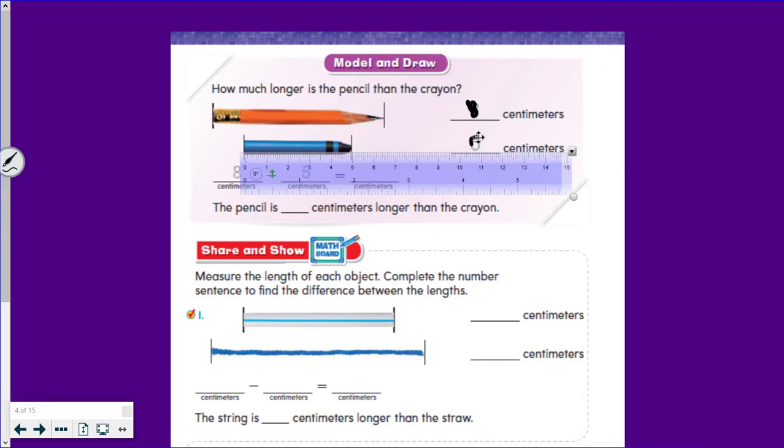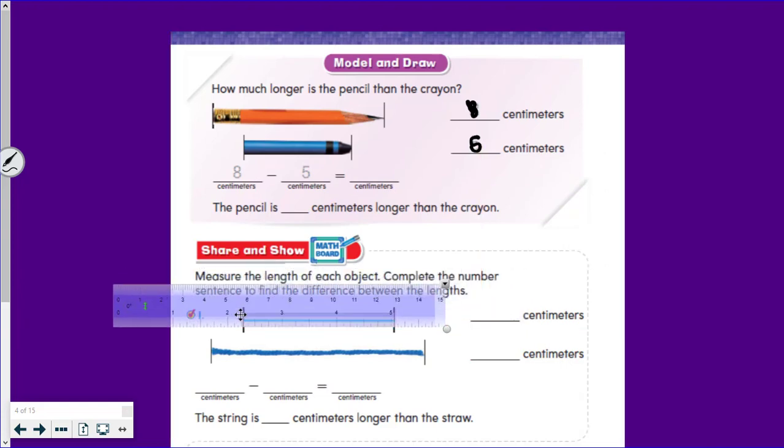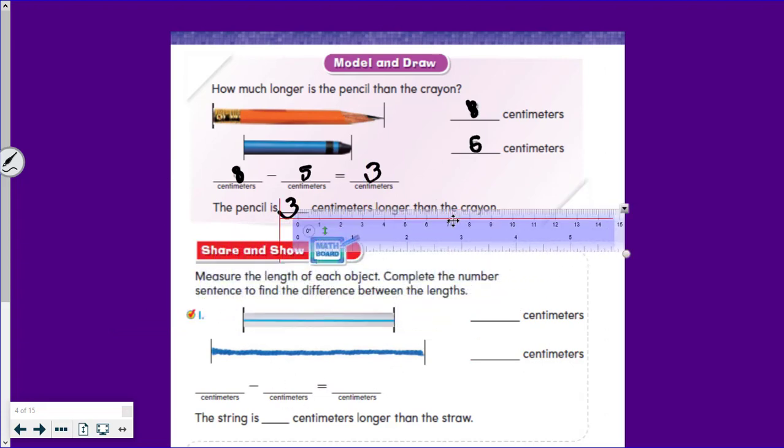And so if I want to find the difference, which is our skill for today, our essential question, I'm going to need to subtract, right? Because difference means to subtract. And so I got my larger number first. I'm going to trace my 8. And then minus 5 centimeters, and I know that 8 minus 5 equals 3. 8 minus 5 equals 3 centimeters. So that tells me the pencil is 3 centimeters longer than the crayon. So you know how to do this, right? The only difference is you're doing it with measuring in centimeters today.